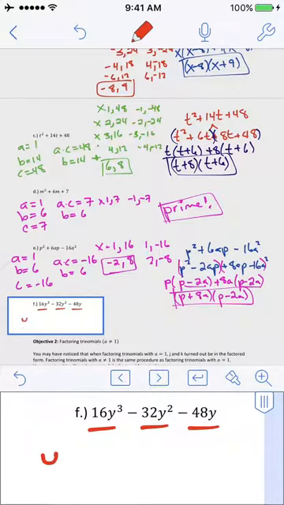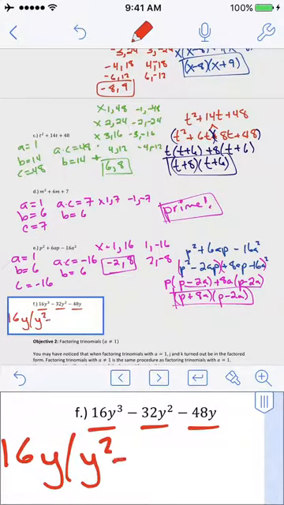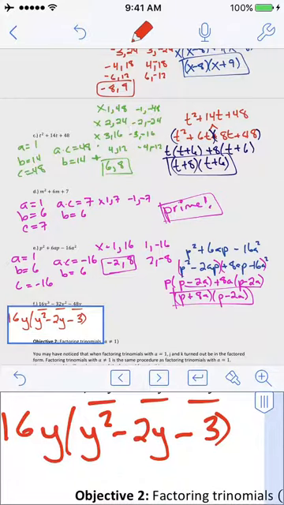Well, they have a y in everything, right? They also have a 16 in everything, right? 48 divided by 16, whole number. 32 divided by 16, whole number. So let's go ahead and take out a 16 as well. We're left with y squared minus 2y minus 3. And I started with the GCF.